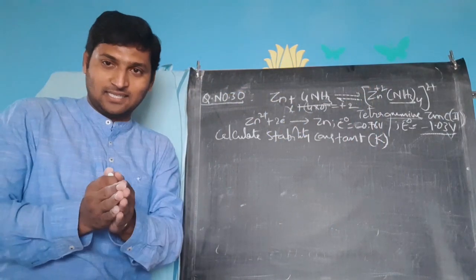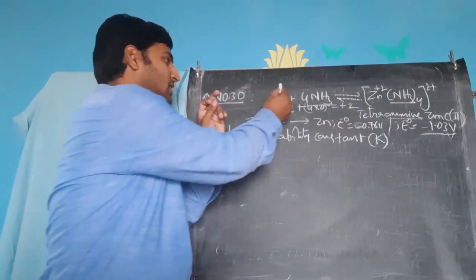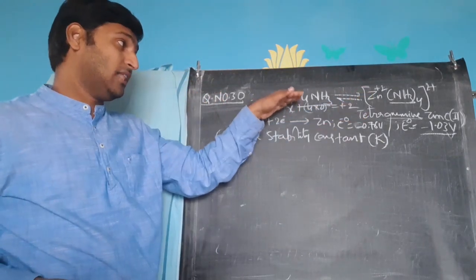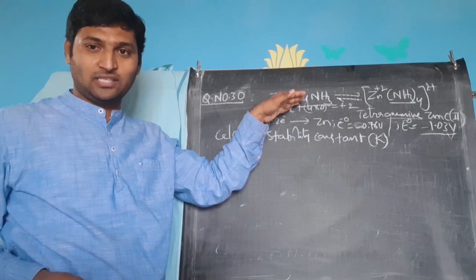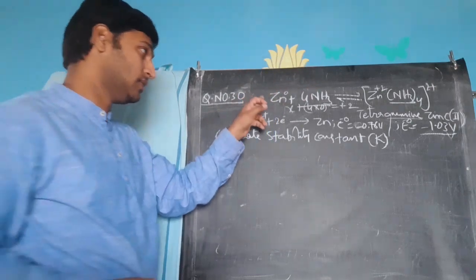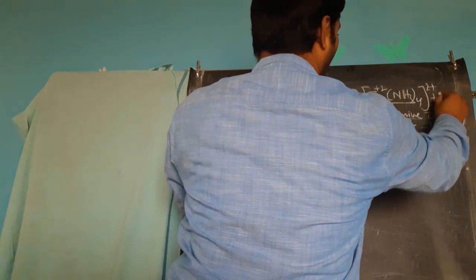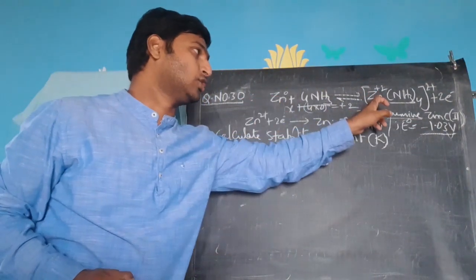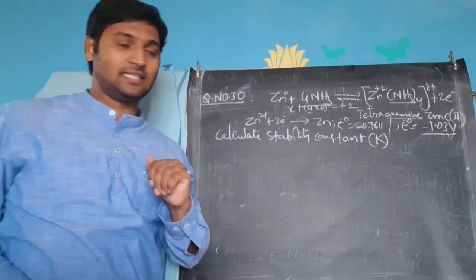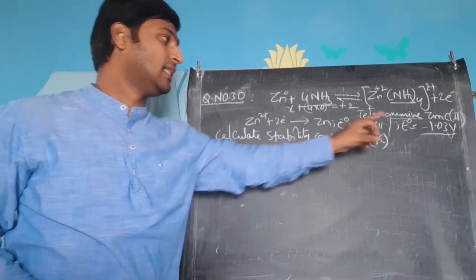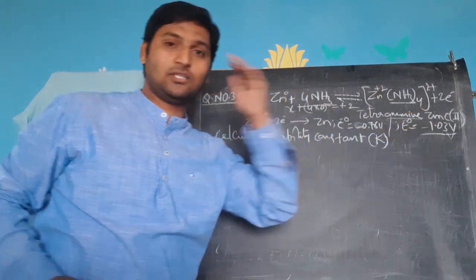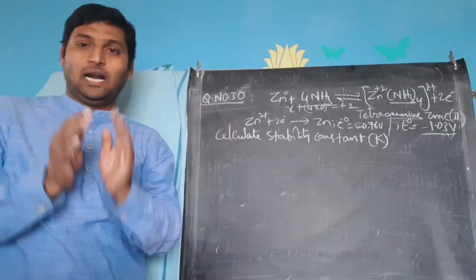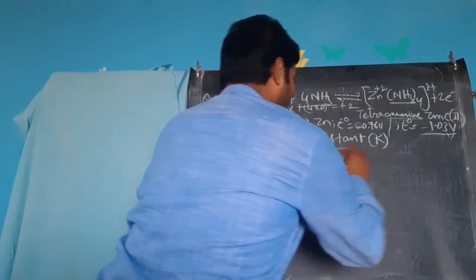So, please understand, zinc has changed from 0 oxidation state to plus 2 oxidation state. By the way, this equation was not balanced if you notice carefully. Charges are not balanced. Because 2 electrons are lost, I can mention 2 electrons there. So, zinc has lost 2 electrons and has undergone oxidation, and for that the electrode potential shown is minus 1.03 volts. Coming back to the context, the stability constant.